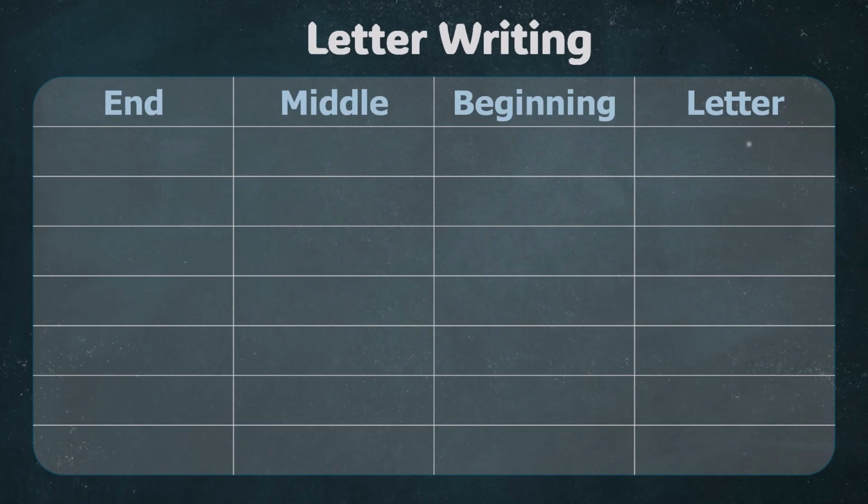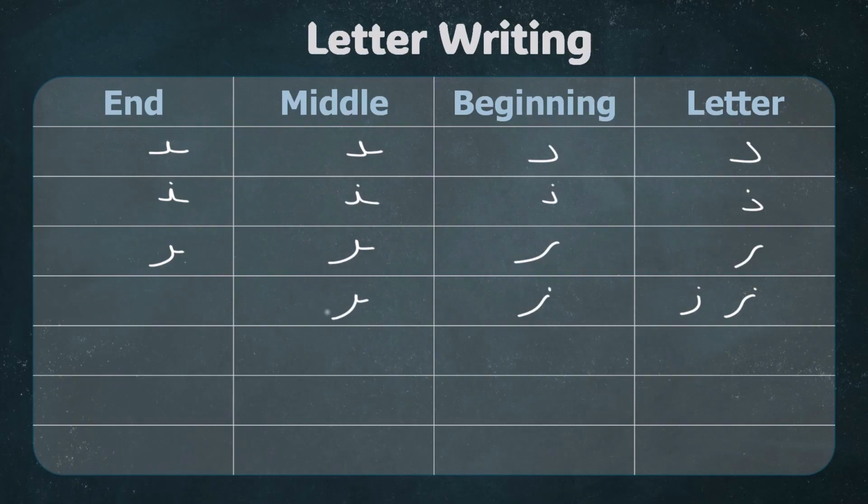Okay. Then we have dal. Dal in the beginning is just like the standalone letter. In the middle. And in the end. Dal. Just like dal. Then we have ra. And zay. It's okay to write zay like this. In the middle.